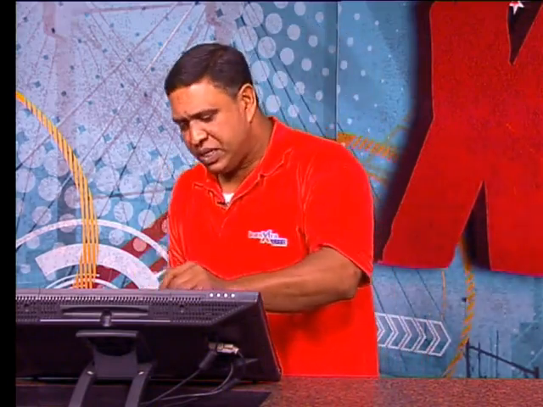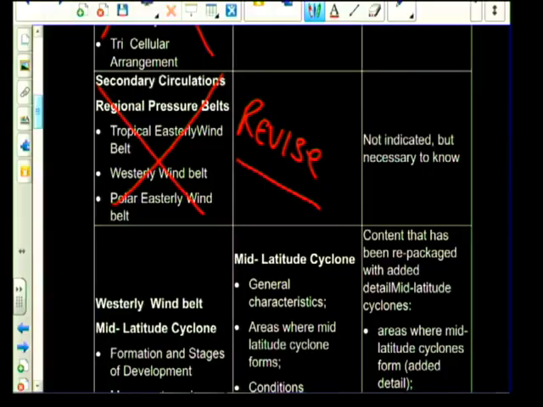So, although it's not there, it's essential that you revise these sections. Really, I'm putting it here, revise them in order to get a better understanding of your other sections. But for curriculum purposes, the pressure belts are gone. But please, you revise them.